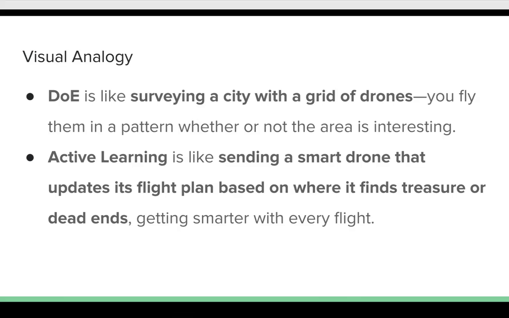Active learning is more like sending a smart drone that is constantly looking at what it's seeing, what information is coming in, and then it's updating its flight plan based on where it finds treasure or dead ends. So it gets smarter with every flight. It's not just about going to all possible areas in the city. It's updating itself based on where it's finding treasure, or where it hasn't explored and has no information about whether there's treasure or not, but there's a high chance of there potentially being treasure. It adapts its flight plan to go explore where the outcomes that it's looking for are likely to occur with high probability.